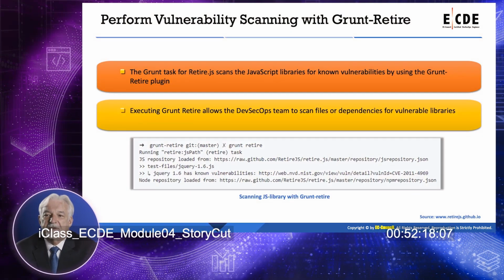All right, so let's look at the Grunt Retire.js combination, and we look at running a scan. The Grunt task for Retire.js scans the JavaScript libraries for known vulnerabilities by using the Grunt Retire plugin. Executing Grunt Retire allows the DevSecOps team to scan files for dependencies and look at vulnerable libraries. And you can see this down here in the graphic and what it looks like.